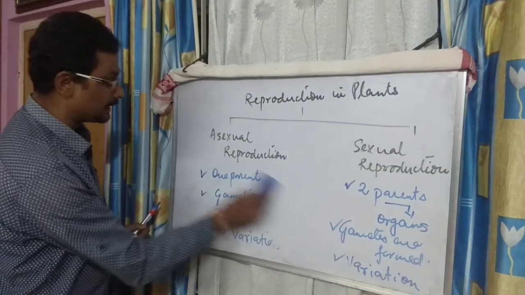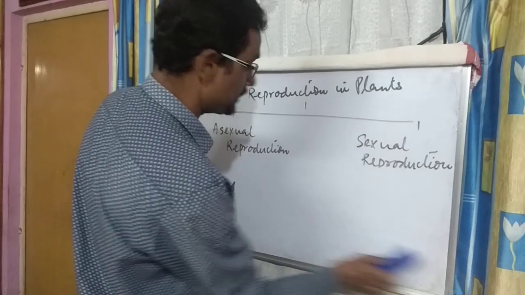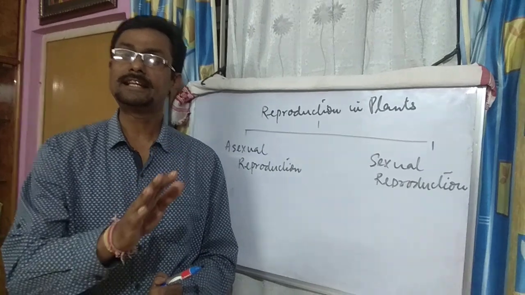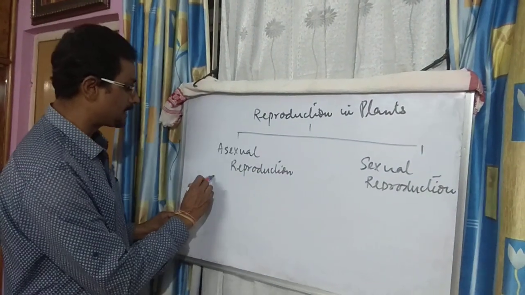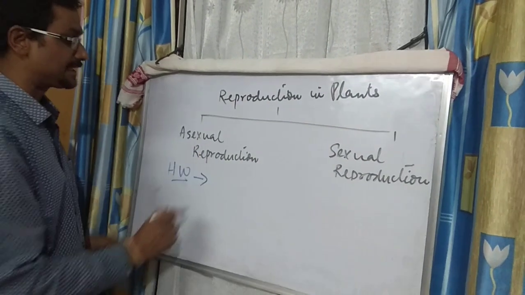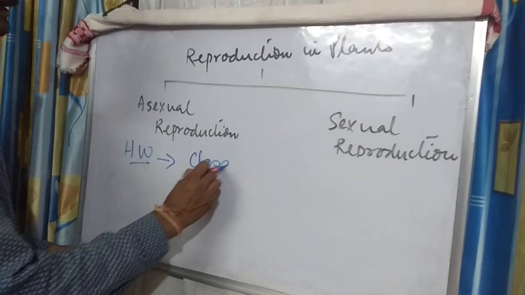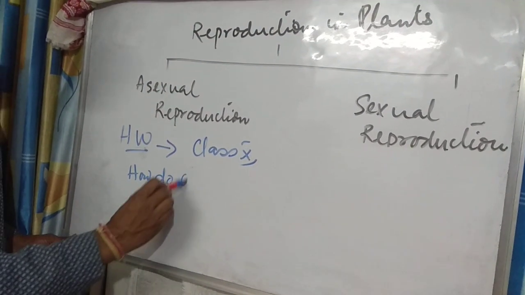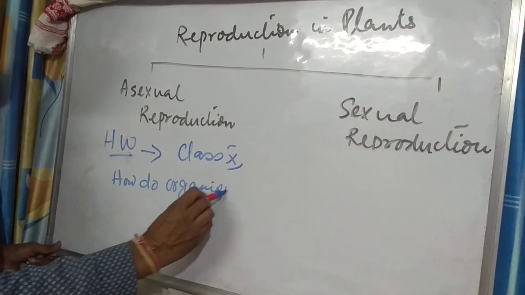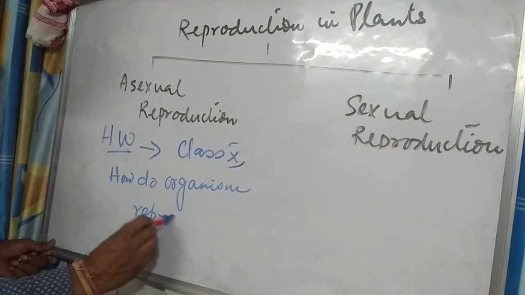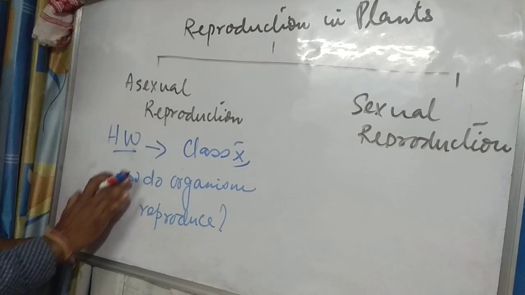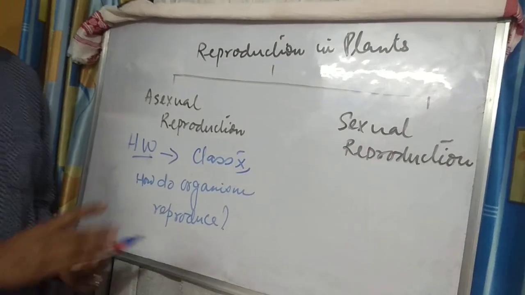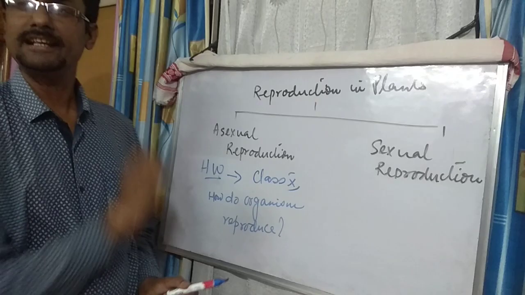Now, let's come to another part. This asexual reproduction is relatively easy, whatever we have done in class 10. So your homework is to study the asexual reproduction present in class 10. The name of the chapter is How do Organisms Reproduce? After that, if you have any doubts, then I will be clearing it.